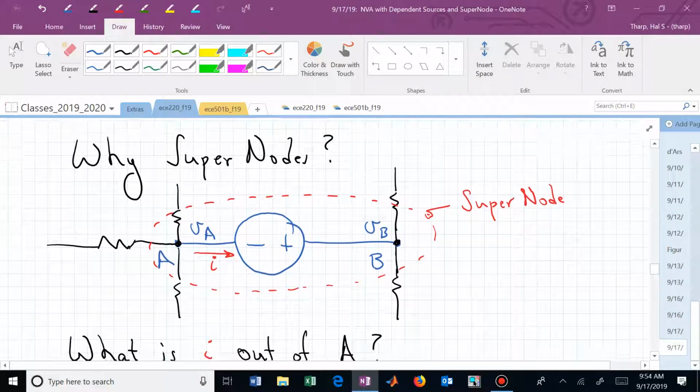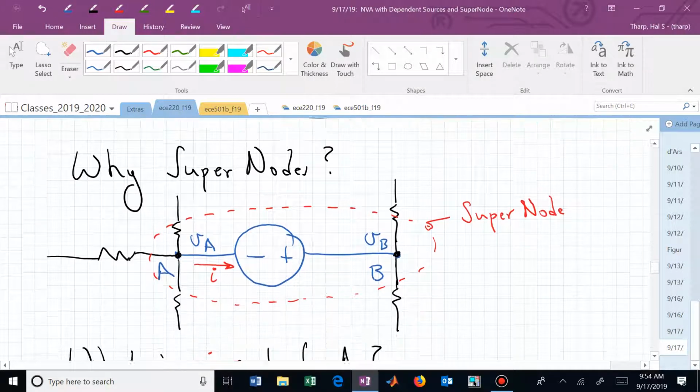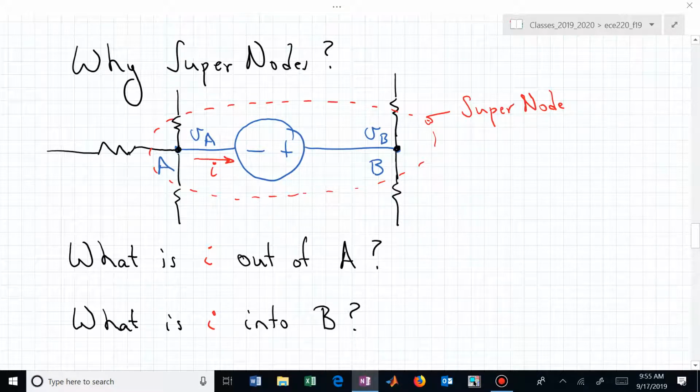Let's kick it up a notch and say, what if somebody gives us this scenario in a circuit? This is now extracted from some more complex network, and we have identified node A and node B with node voltage V sub A and node voltage V sub B and a current I. And what do we know about I going through that voltage source? What can we say about I, or what is I out of A?